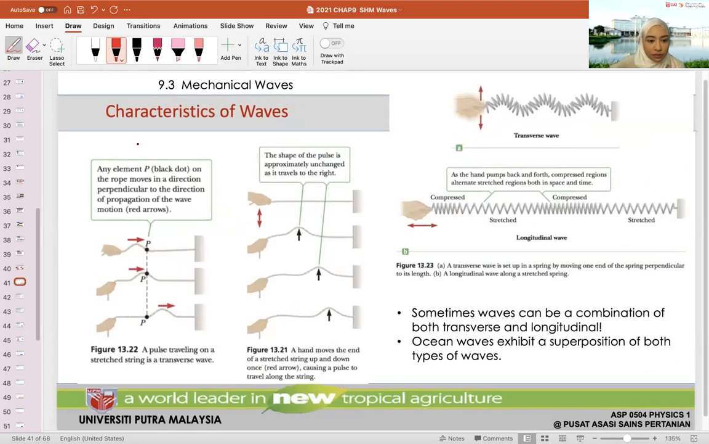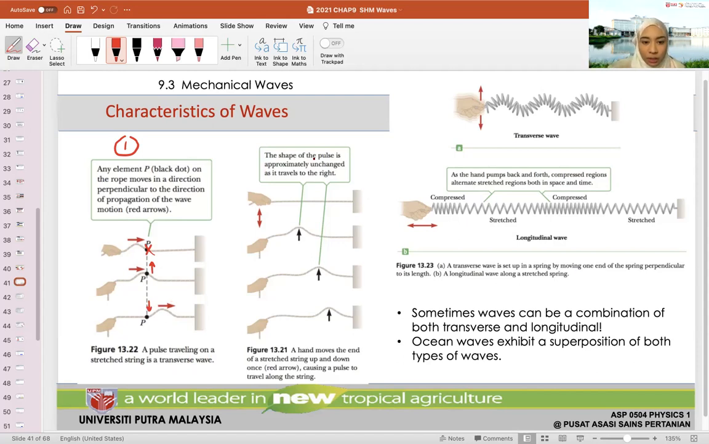Okay, so let's take a look at this first diagram over here, number one. Any element P, black dot, on the rope moves in a direction perpendicular to the direction of propagation of the wave. So you can see here that there is a hand trying to flick this string, and the string is the pulse. And the pulse travels to the right. And then you are observing this point called P. As the pulse propagates, the point P goes up and then it goes down again. So you can see that this pulse is transverse. A pulse traveling on the stretched string is a transverse wave. And if you keep on doing it, it becomes repetitive and it is a transverse wave.